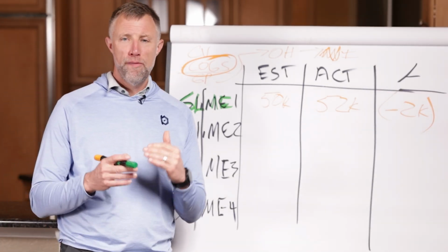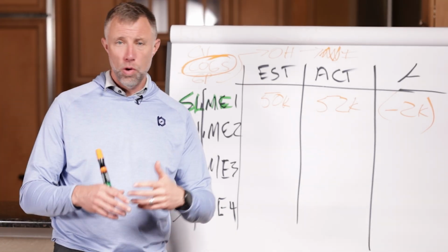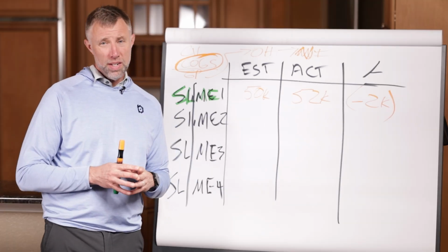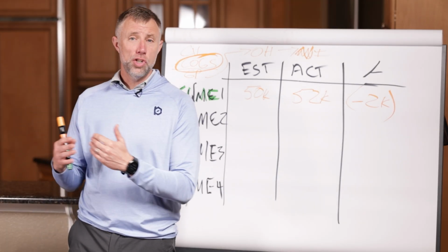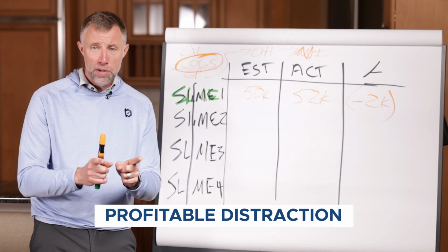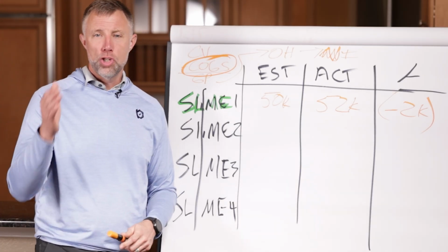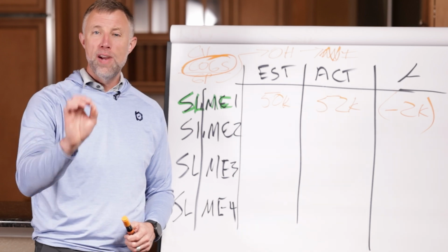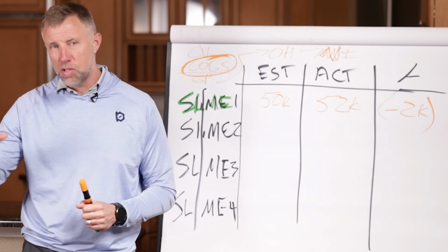Contractor owners are infected with the next thing disease. Some people call it shiny squirrel, whatever it might be. But there's a lot of contractors who go, wait a second, we do demo work. Why don't I just start a demo company? Wait a second, we do cabinet work. Why don't I just start a cabinet company? And the next thing you know, you're distracted because it's a profitable distraction. Yeah, it might have a little profit associated with it, but it's a distraction from your core, which causes your core to go down. You've got to be very careful for those of you who are doing this, and then you're doing that, and then you're doing this, and then you're doing that.